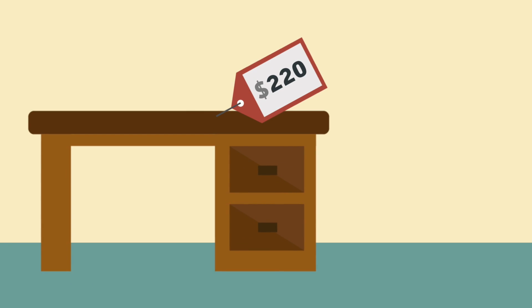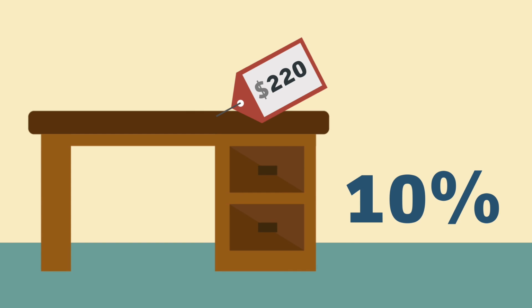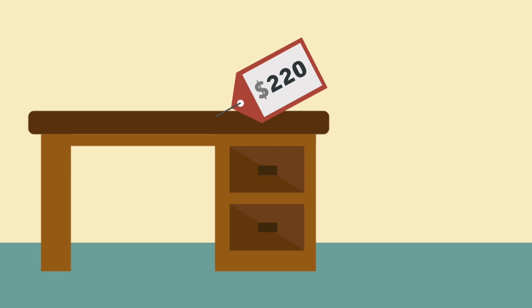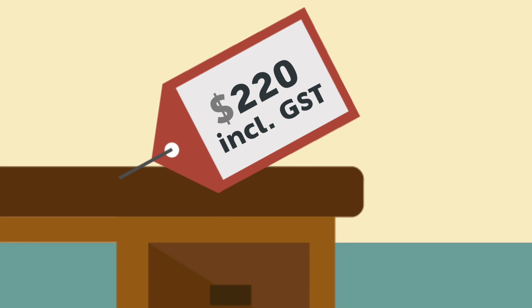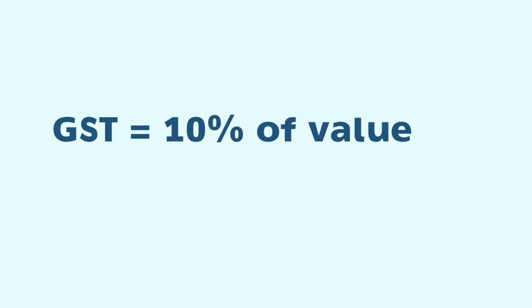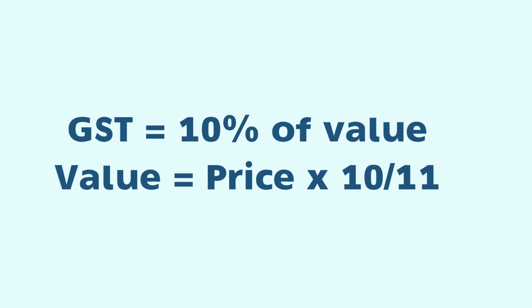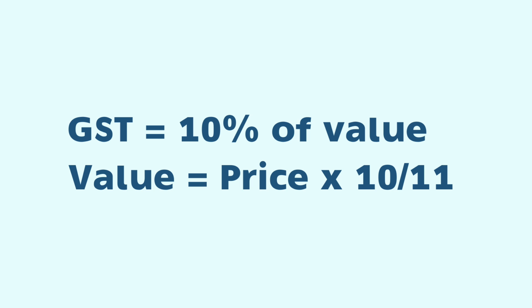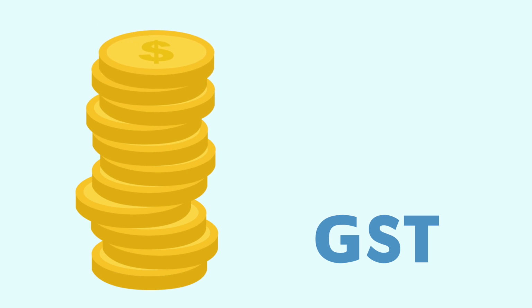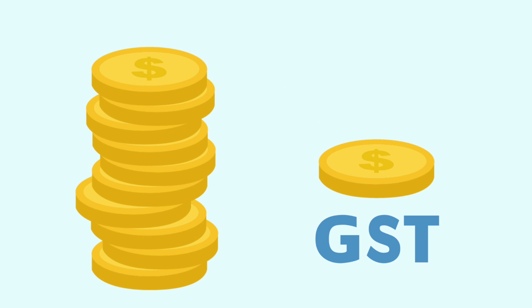As many of you will already know, the current rate of GST in Australia is 10%. When you go to a shop, the prices shown are the GST inclusive prices, meaning no extra GST is added on at the register. The amount of GST is calculated as 10% of the value of the taxable supply, with the value of the taxable supply being calculated as the price times 10 over 11. Another way of looking at this is that the GST is 1/11 of the price of the good.